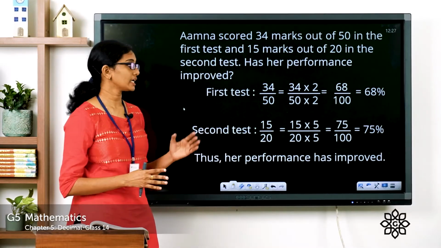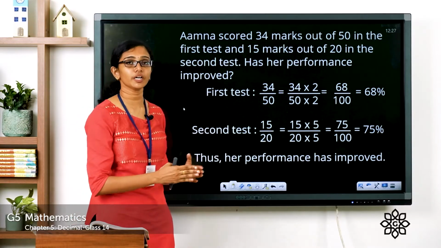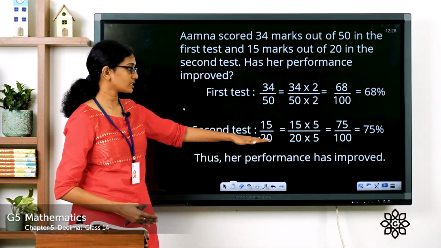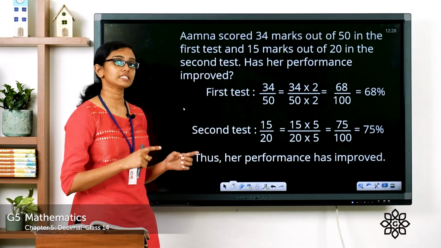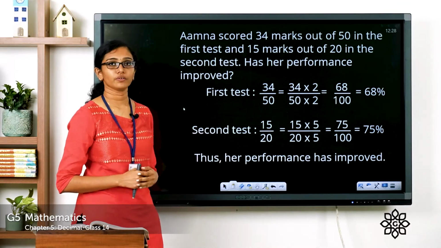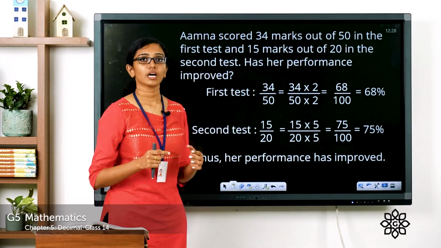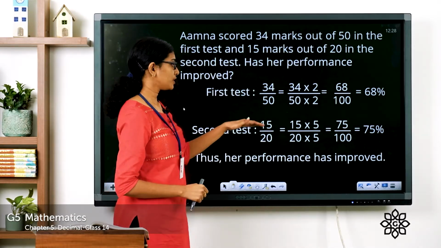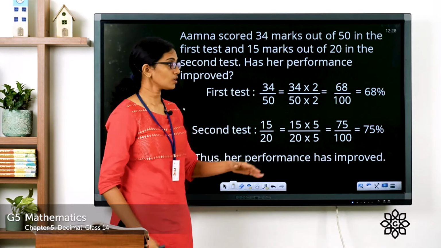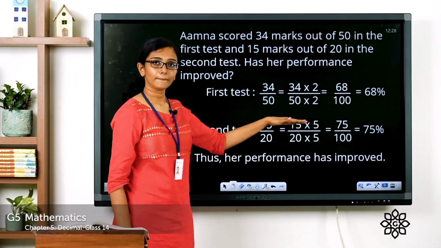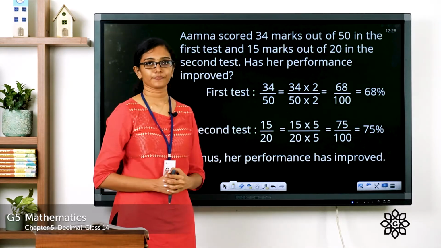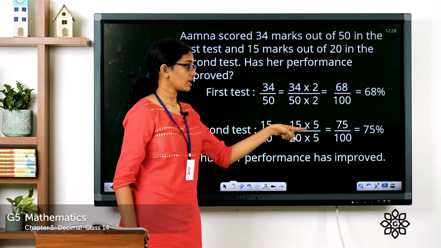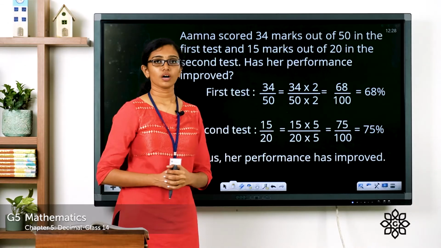So how do we find her equivalent mark out of 100? We have to change the denominator to 100. How can we change this 20 to 100? You can multiply this 20 by 5. 20 times 5 is 100, and you have to do the same in the numerator. So 15 by 20 is equal to 15 into 5 by 20 into 5, which is equal to 75, and 20 into 5 is equal to 100.